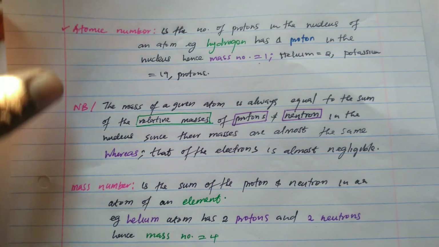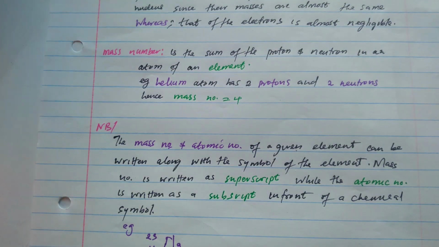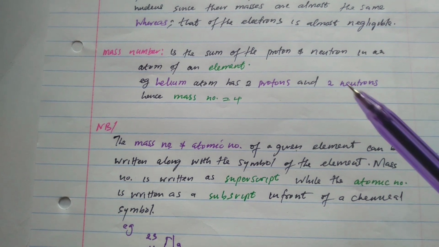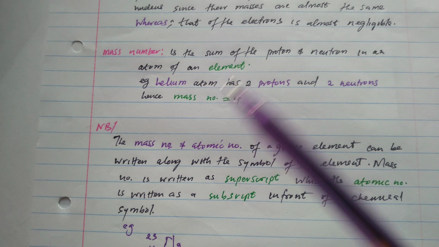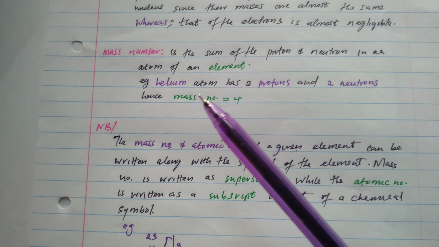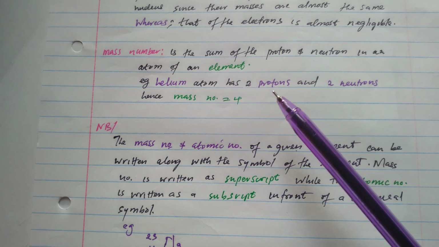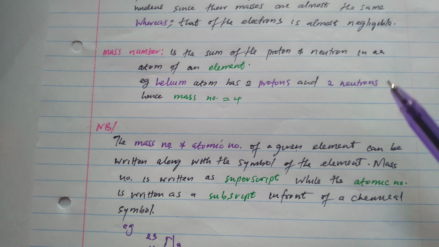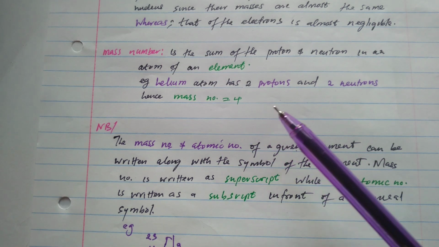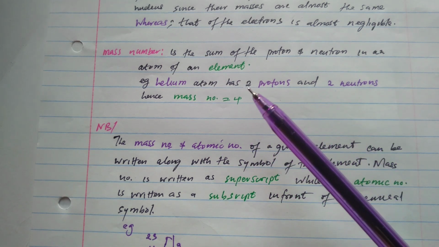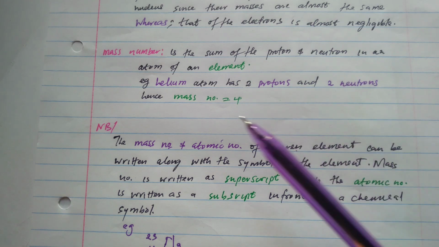So let's move to mass number. It is the sum of the protons and the neutrons of an atom of an element. Okay, e.g. a helium atom has 2 protons and 2 neutrons. So hence the mass number is 4. That means you're taking 2 plus 2, which adds up to 4.